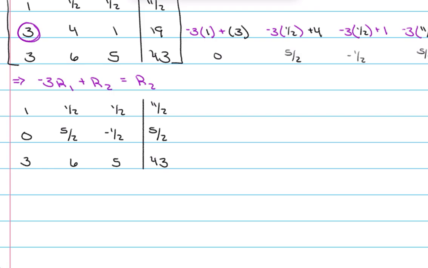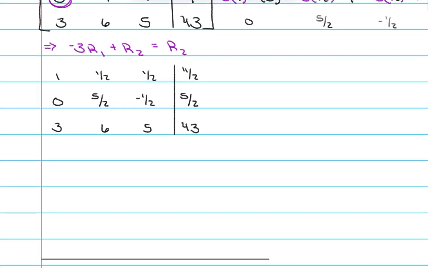Okay. So we got that 1, 0, remember? So we got the 1, we got the 0. We're going to go down the column. We have to make this guy become a 0. So we are going to do the same thing that we just did.